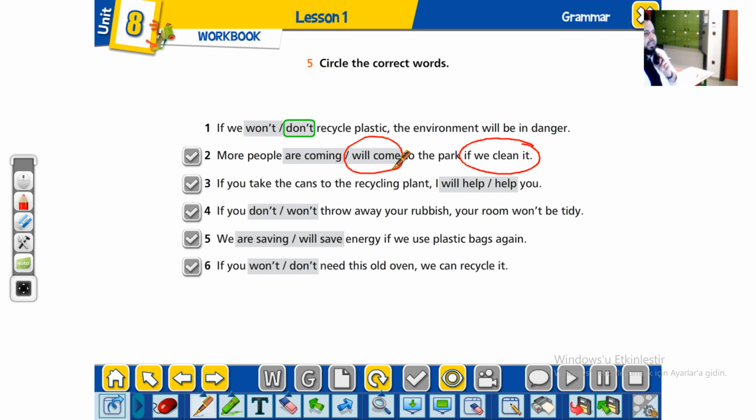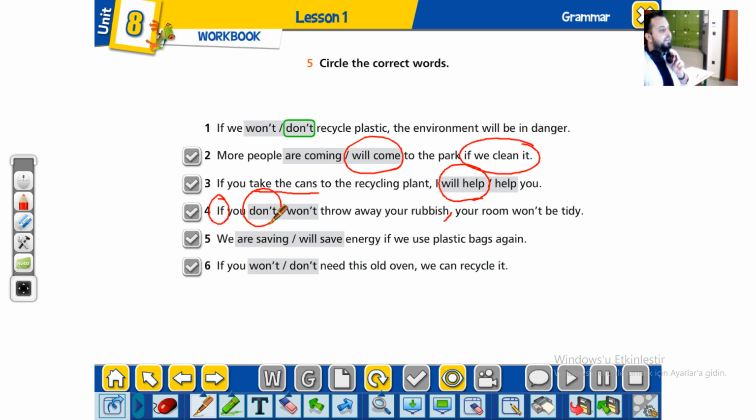Number 3, if you take the cans to the recycling plant, we need to use future simple in the second part in the main clause. I will help or help you. Of course, it will be I will help you. This sentence begins with the if, condition part. That means we are going to use simple present tense in here. If you don't throw away your rubbish, your room won't be tidy. Eğer çöpleri dışarı atmazsan odan düzensiz olacak diyor.